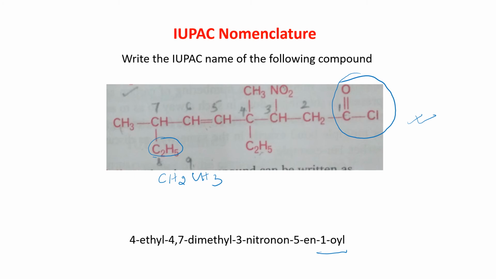Okay. So what I am getting, the rest will all be substituents. Just see what are the substituents present here. So it is 4-ethyl, 4,7-dimethyl, then 3-nitro, non, because it is the 9-membered chain, 5-ene, 1-oyl. Well, that's all. Okay.